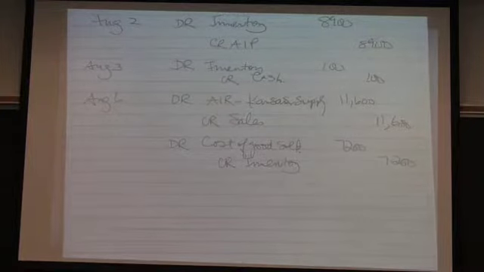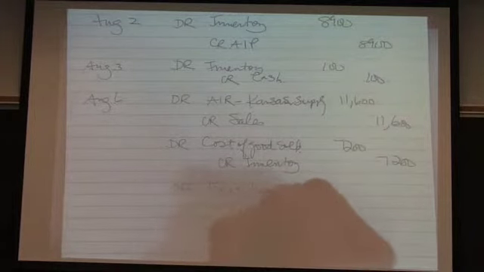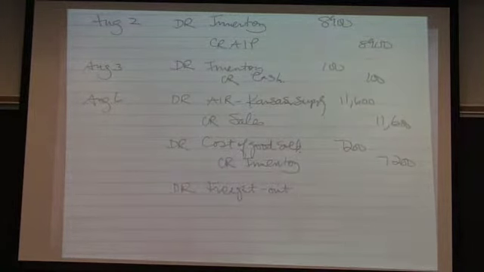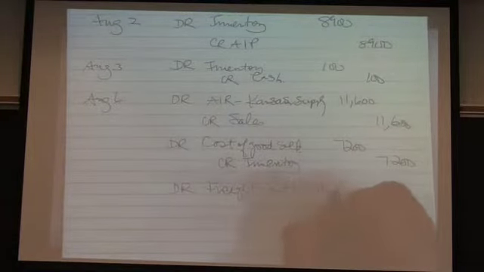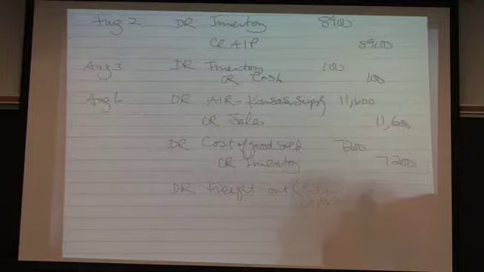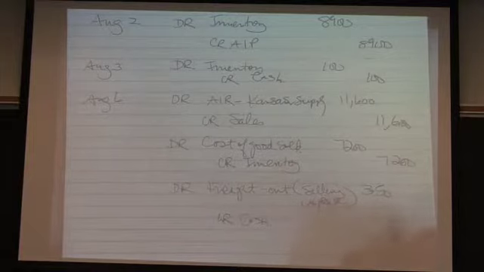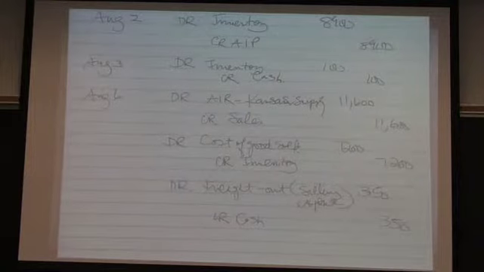Now, in addition, we need to also record the expense of shipping charges. And in this case, we're going to debit freight out or transportation out. And this is a selling expense, not part of cost of goods sold. And that one there is for $350, sorry. And we're going to credit cash. So there were 3 transactions on August the 6th. And again, I'm going to post that on to the T account.